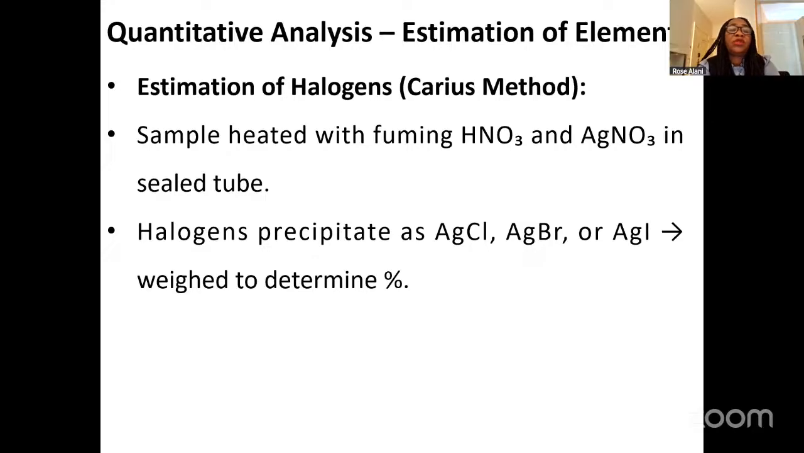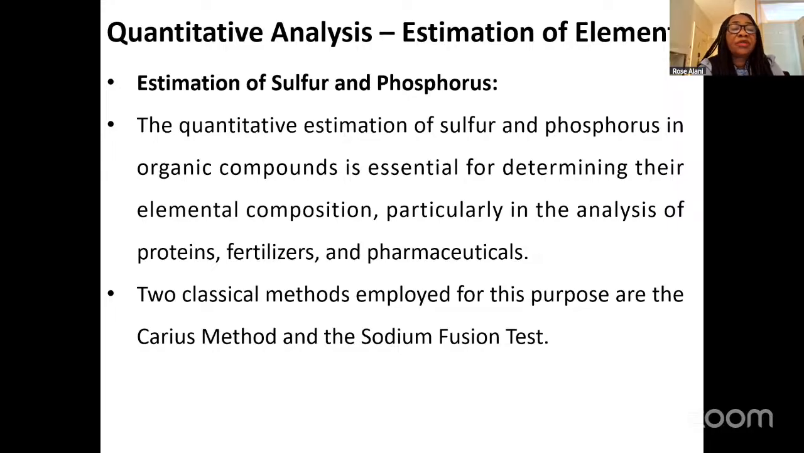And then we can also estimate halogens using Carius' method. The sample is heated with fuming nitric acid and silver nitrate in a sealed tube. Halogens precipitate as silver chloride, silver bromide, or silver iodide, and then it is weighed, and you can get the percentage composition.